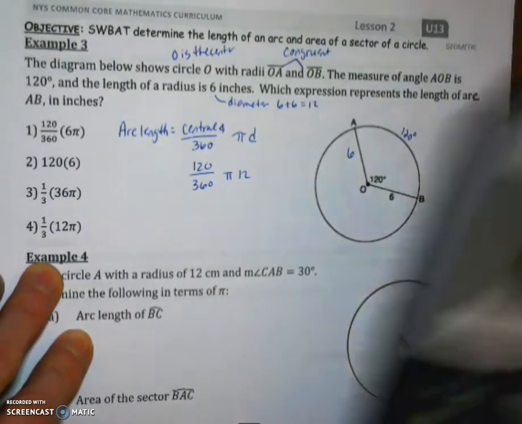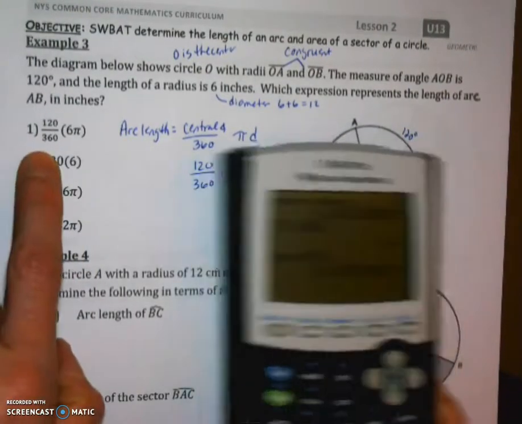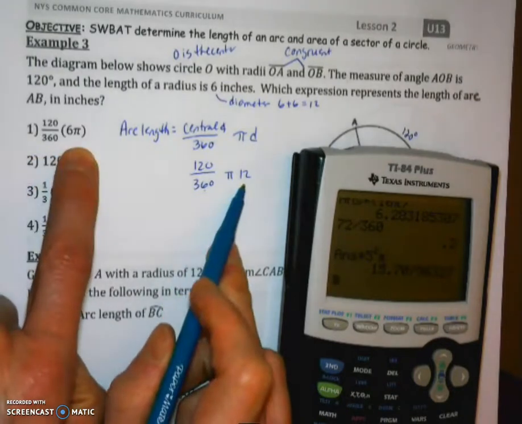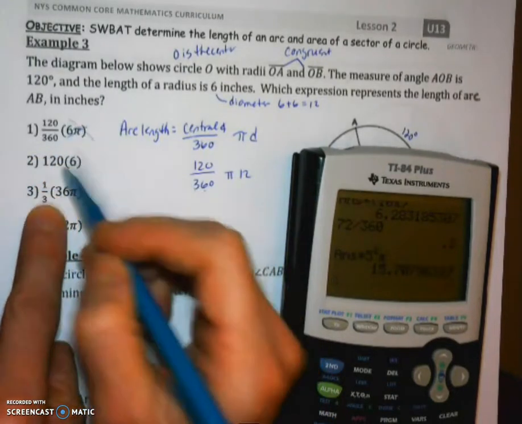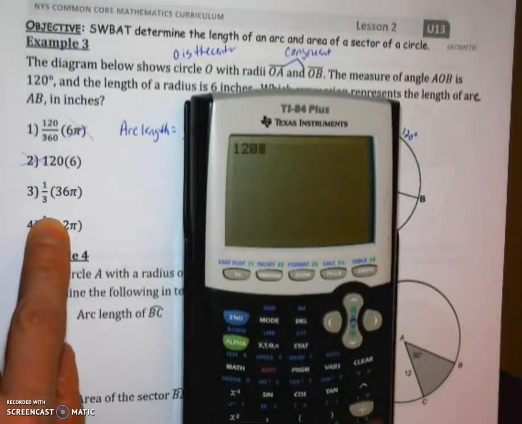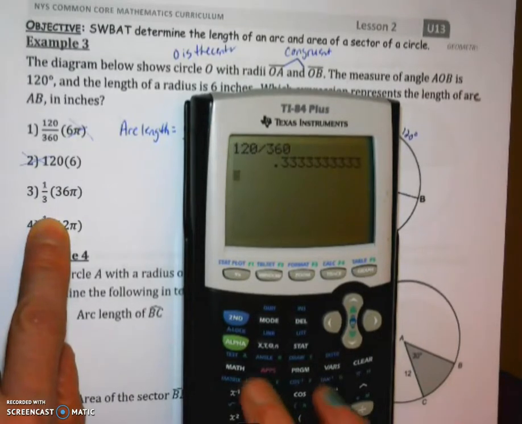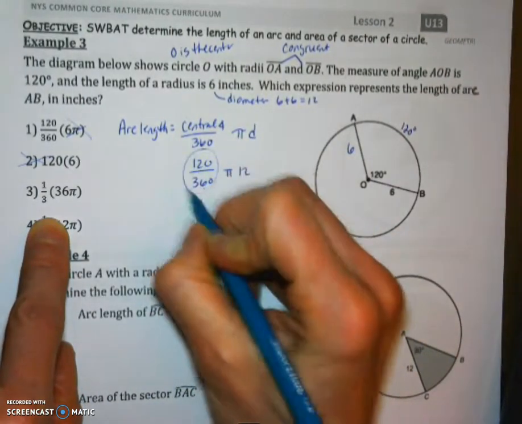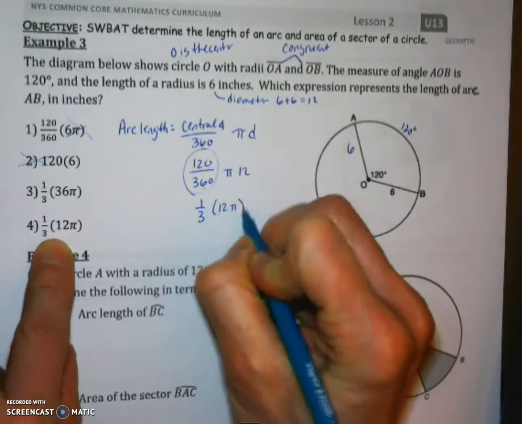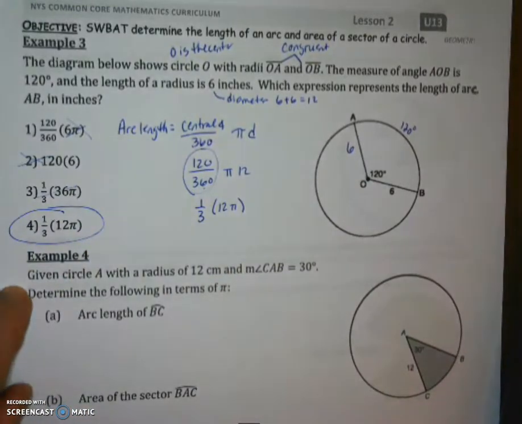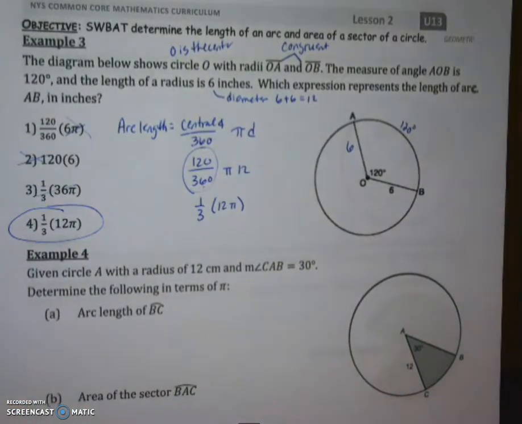So now, this is multiple choice. I don't see that as one of my answers, right? We have 120 over 360. That's correct, but the 6 times pi is incorrect. 120 times 6, that's wrong. Let's see, what is 120 divided by 360 reduced to? So 120 divided by 360 comes out to be 0.33. If I hit math, enter, enter, oh, that actually reduces to 1/3. So this is actually 1/3 times 12 pi. So it's not choice 3, it's actually choice 4. Excellent job.